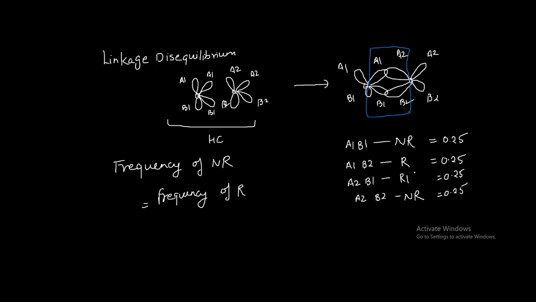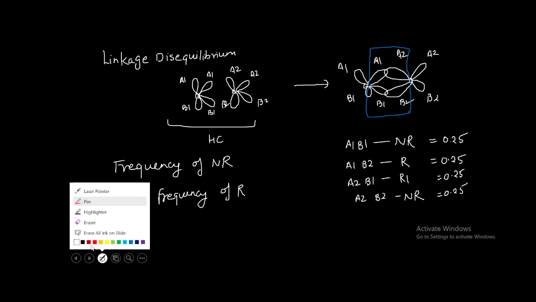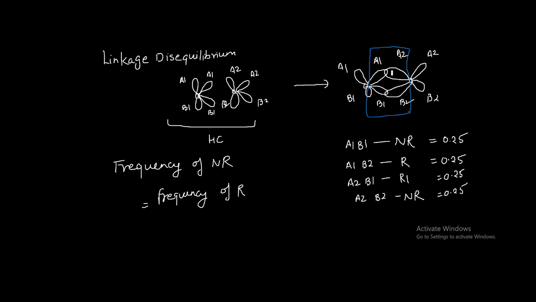But Mendel's law is not always followed. One example is linkage. Suppose the genes are linked. For example, let me highlight this. If the genes A1 and B1 are located very close to each other, then there won't be any recombination. So the formula of the recombination is like this. If they are located very near to each other, the recombination will not take place because the genes are linked.